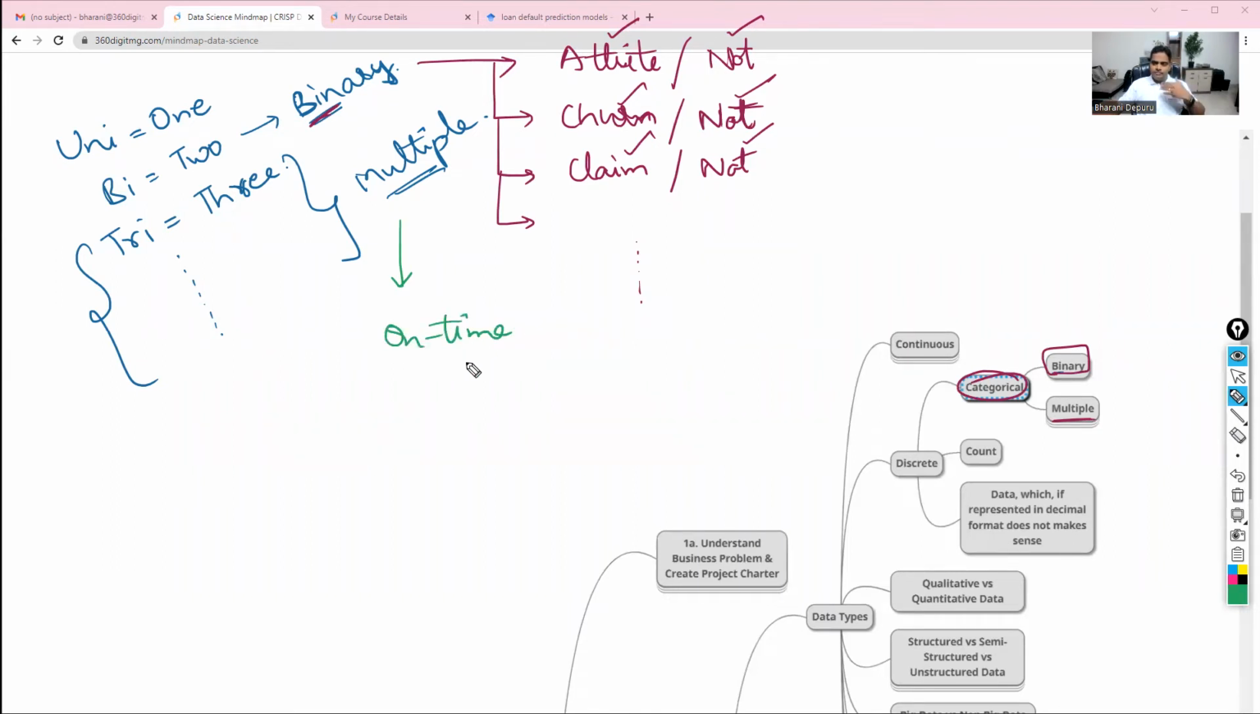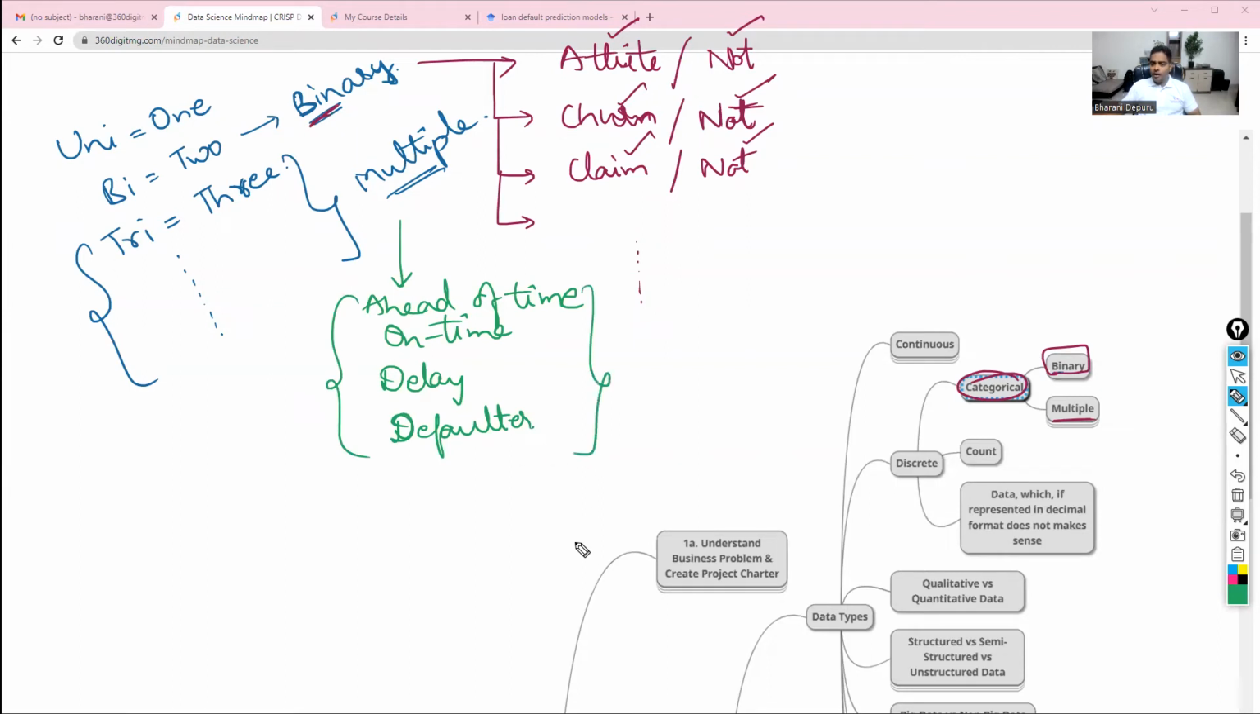If you're supposed to pay the loan amount back in 3 years, probably you repay in 3 years. Or maybe you might pay ahead of time. You might say, hey, I don't want to wait for 3 years, within 2 years I'll repay the loan. Or maybe you might delay a few installments. So instead of 3 years, you might take 4 years. So you delay the payment. Or you might be a willful defaulter. Remember, if you do not pay for 3 consecutive installments, you would be called a defaulter. So here we have multiple categories.